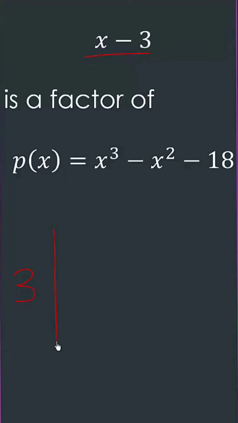So we write out the coefficients of p of x. We have 1, negative 1. The coefficient of x is 0. The constant term is negative 18. 1 plus nothing is 1. 3 times 1 is 3. Then we add negative 1 and 3, that will give us 2.